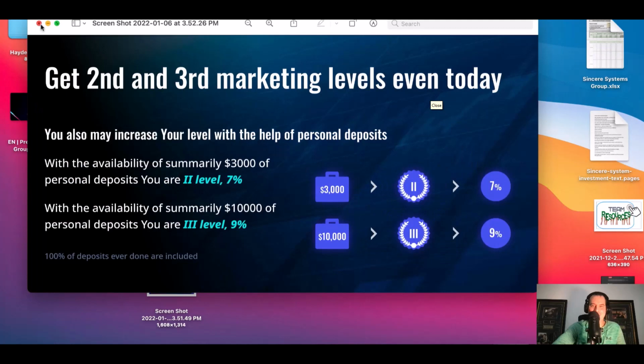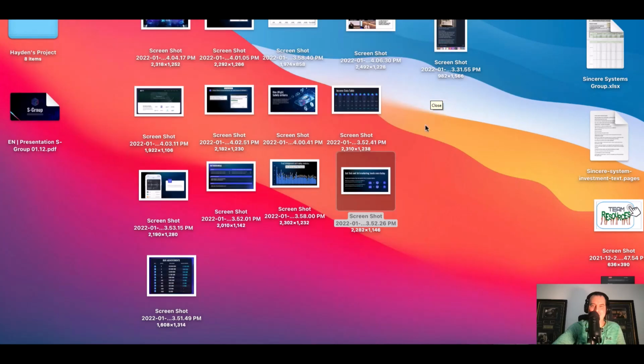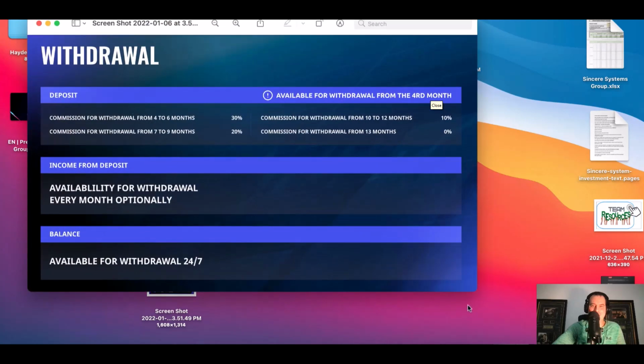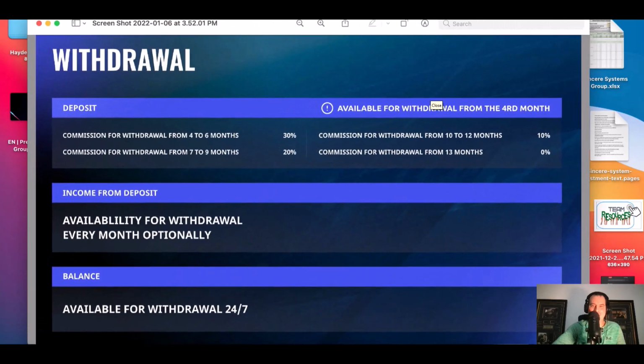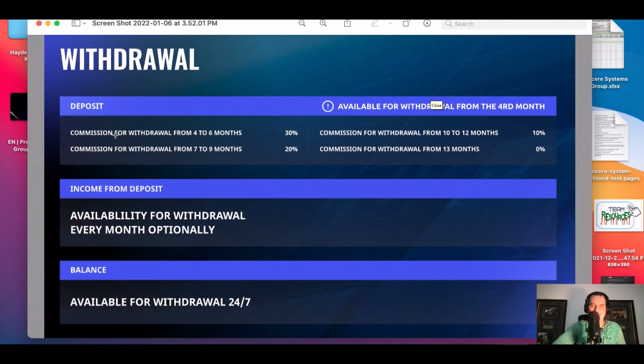That's not it. We actually don't need to show this because I talked about it, the 7% and the 9%. You can actually fund your way to there. Sorry, guys, oh, there it is right there. I should have labeled them; I just have the screenshots on my desk. So this is it here, guys.